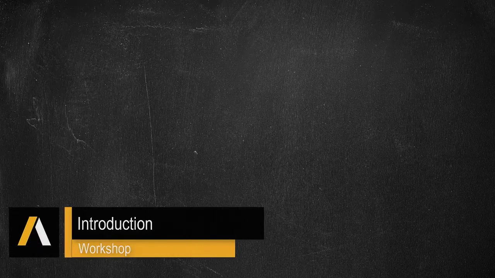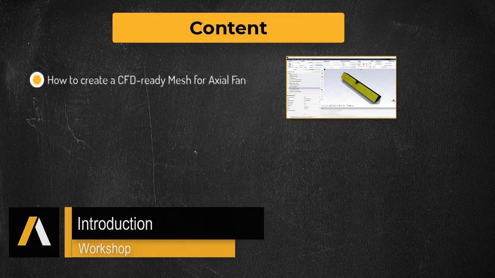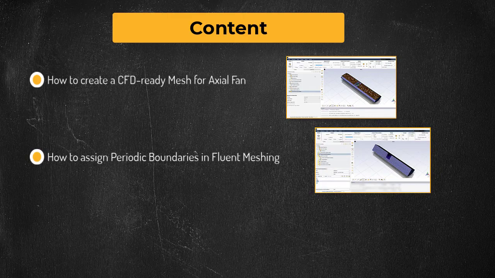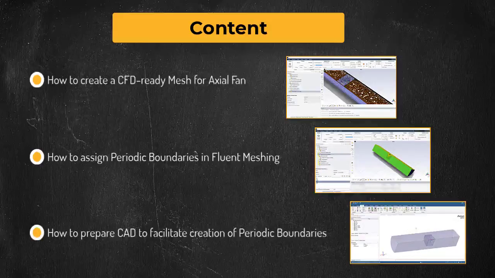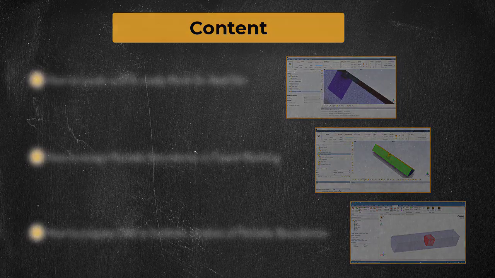Hello and welcome. In this workshop, we will learn how to create a CFD-ready mesh for simulating the flow of air around an axial fan using the Ansys Fluent meshing watertight geometry workflow. We will specifically look at how to assign periodic boundaries and how to prepare the CAD to facilitate the creation of these periodic boundaries. Without further ado, let's get started.